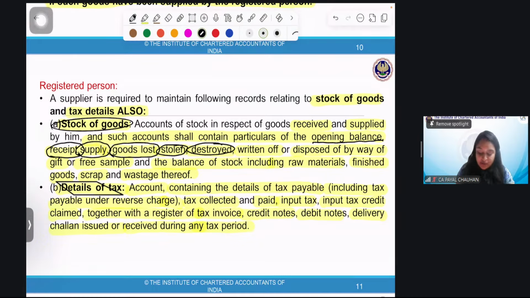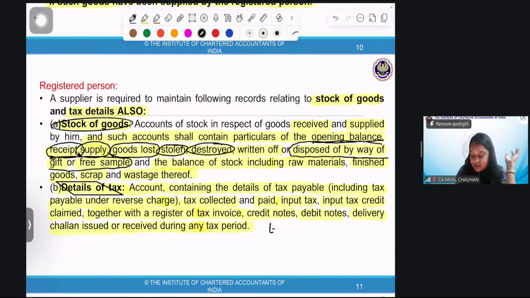Written off, disposed of by way of gift or free sample. Disposed, ITC blocked. Okay, now tell me one thing. Can I give free samples on Diwali and on any of the festivals and claim ITC on those free samples which I provided? Yes, ITC not available. Very good. And the balance of stock of raw material, finished goods, scrap and wastage thereof. That's okay. And details of tax. That's okay.